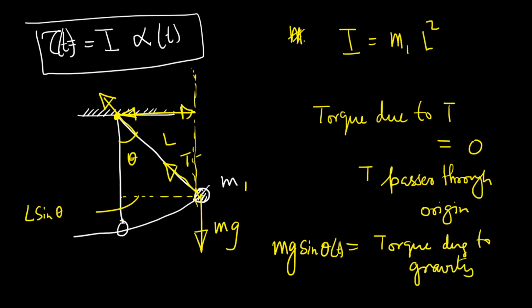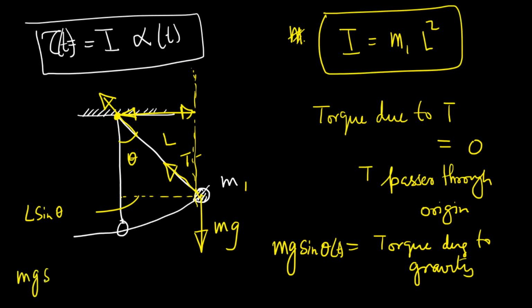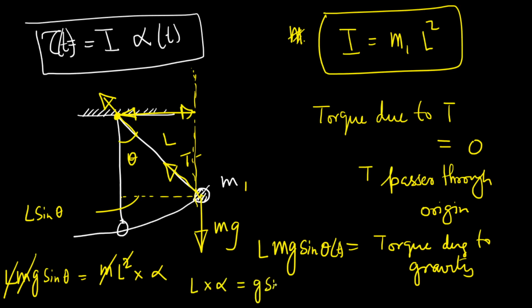And if we put these two together, then torque is equal to I alpha, and I, by the way, is mL square. We have mgL sine theta is equal to mL square into alpha, and if you cancel out m, one second, I'm sorry, I made a mistake here. mgL sine theta, so one L will get cancelled, and we have L into alpha is equal to g sine theta.